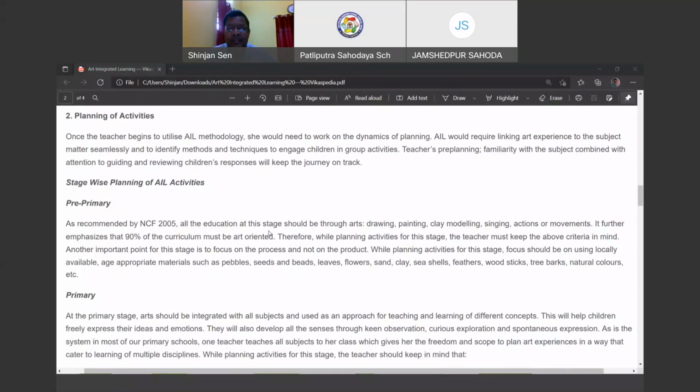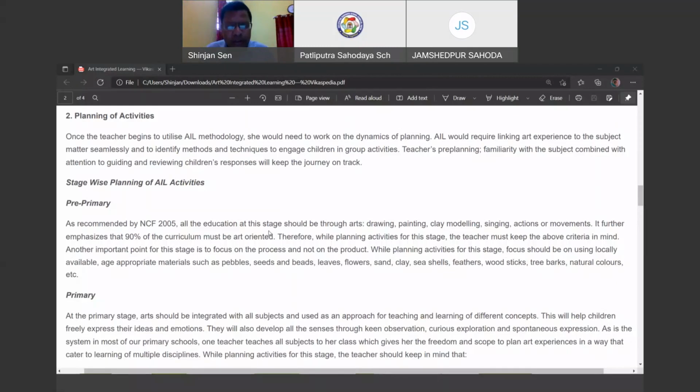CBSE prefers students answering their questions through some form of art activities. I'll tell you, in my life, I have seen some of the answer scripts of class 10 and 12 simply using art forms and giving the answers, and we gave full marks. I myself gave full marks. My head examiner also gave full marks.